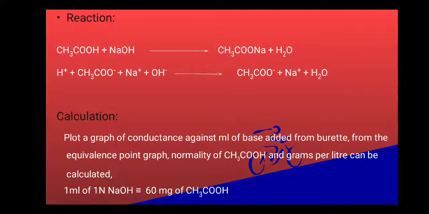So how does this reaction take place? That is CH3COOH plus NaOH to form sodium acetate. In ionic form we write that reaction with formation of CH3COO minus and Na plus ions, and the graph is plotted, ml of base added versus the conductance of the solution, and the nature of the graph we have just described. And by knowing the relation, 1 ml of 1 normal NaOH corresponds to 60 mg of CH3COOH, you can find out the concentration of acid or base.